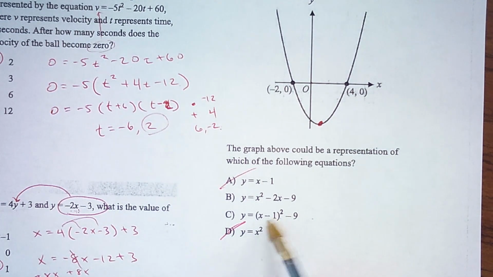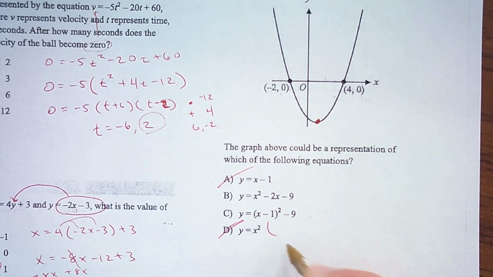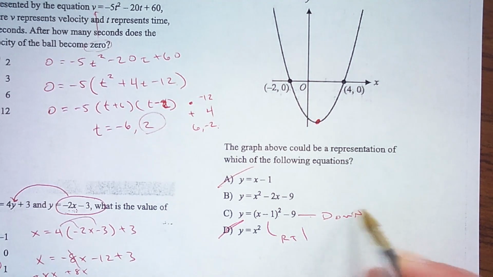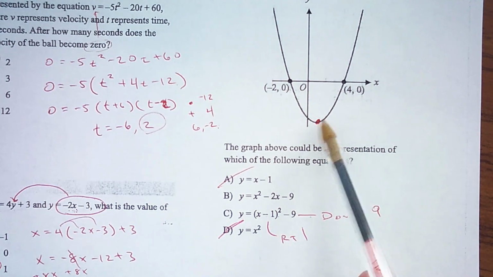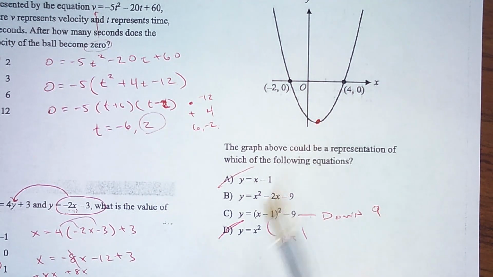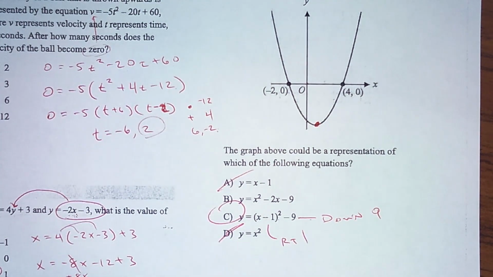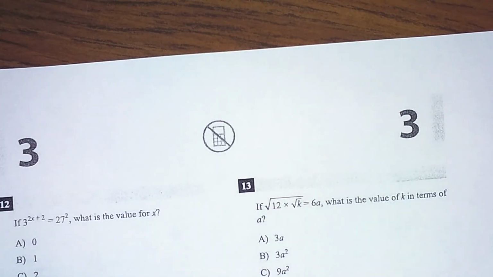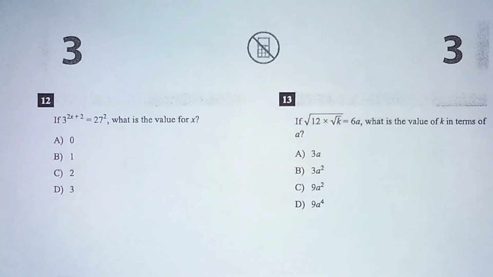This right here, this plus 1 inside the parentheses means it's shifted right 1. And this minus 9 means it's shifted down 9. And that could be a representation of that equation. Option C. And we'll move on to our next page now with number 12.